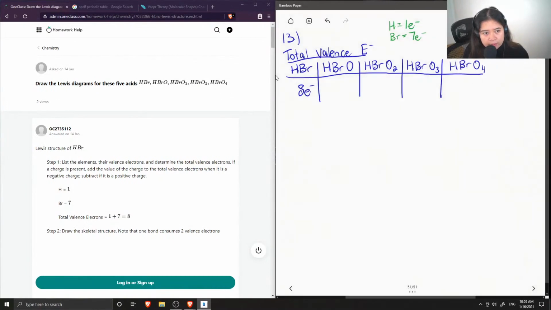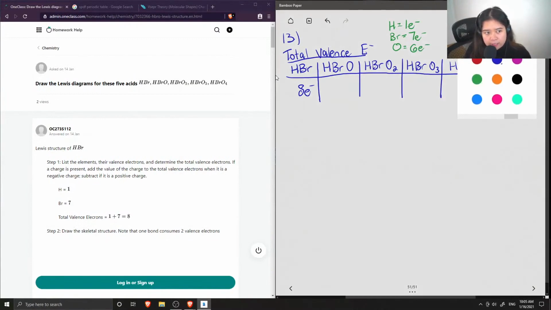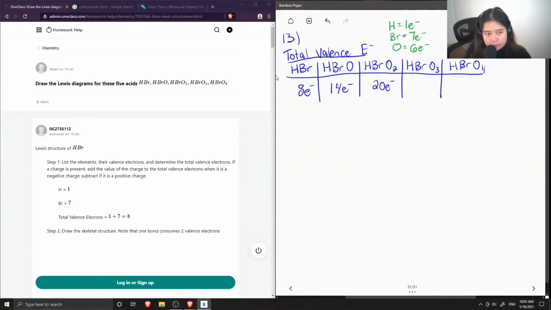And once we add an oxygen, oxygen has 6 valence electrons. So we just need to add 6, and we get our count for HBrO, which is 14. Adding an additional 6 gives 20 valence electrons. Adding another 6 is 26. And lastly, when there's 4 oxygens, we have 32.